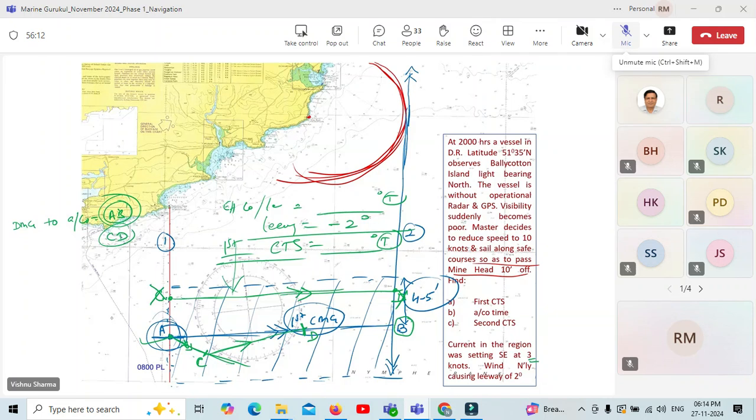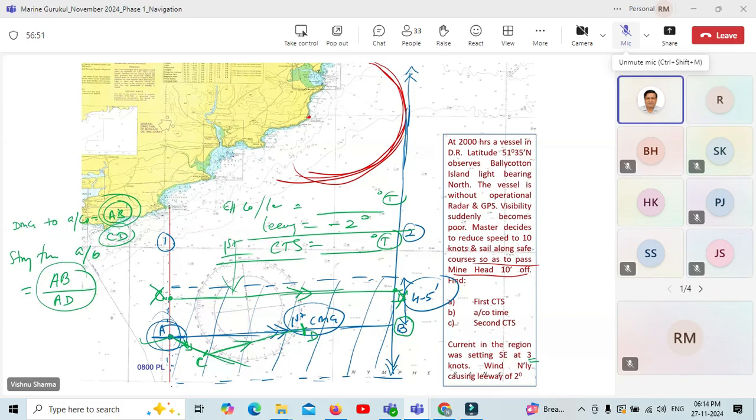Am I right, guys? Yes or no? Yes, sir. Now, guys, how do I find the alteration time? I have to find in how much time I will make good distance AB. Steaming time to alteration will be equal to how much distance is to be made good? AB. Look at the vector triangle. What is the speed made good? AD. Very good, AD. And this gives me the time after which I can alter the course.